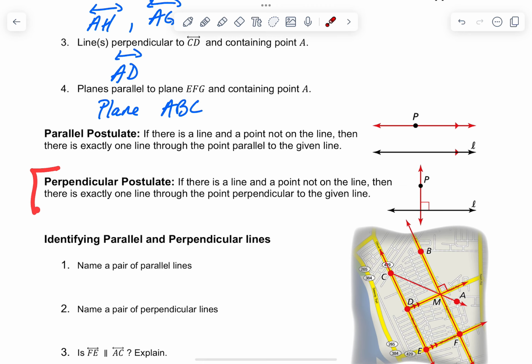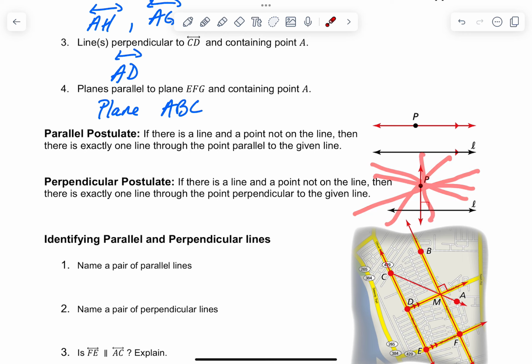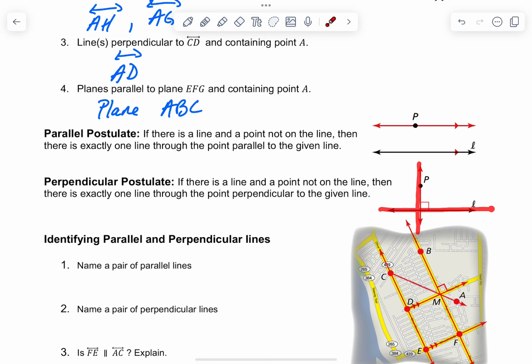Similarly, we have the perpendicular postulate that states basically if I have a line and some point not on the line, there is only one line through that point that's perpendicular to the original line. Again, there's infinitely many lines that could go through point P, but only one of those is going to cross this line at 90 degrees. And later on, we'll actually use a compass to construct these different parallel and perpendicular lines as well.